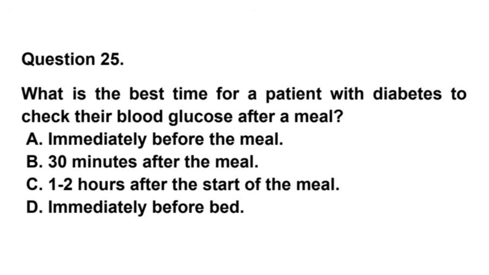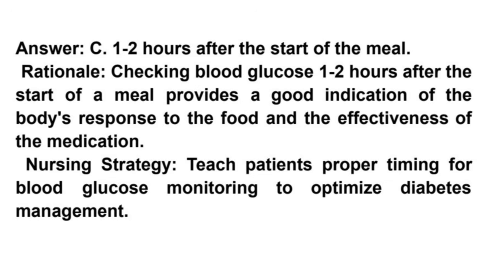Question 25. What is the best time for a patient with diabetes to check their blood glucose after a meal? A. Immediately before the meal. B. 30 minutes after the meal. C. 1 to 2 hours after the start of the meal. D. Immediately before bed. Answer: C.